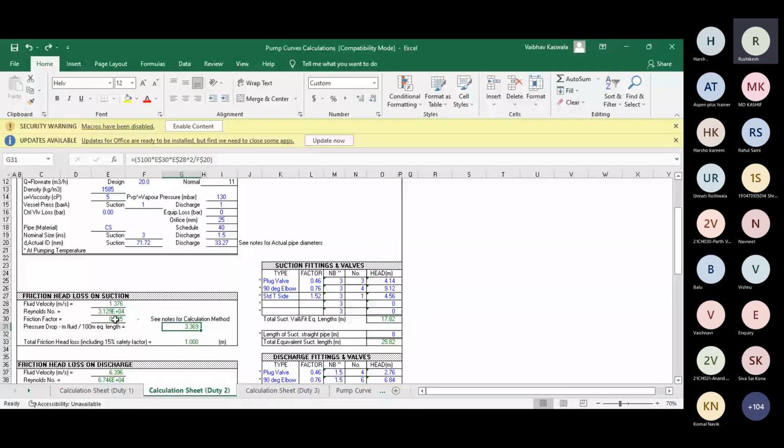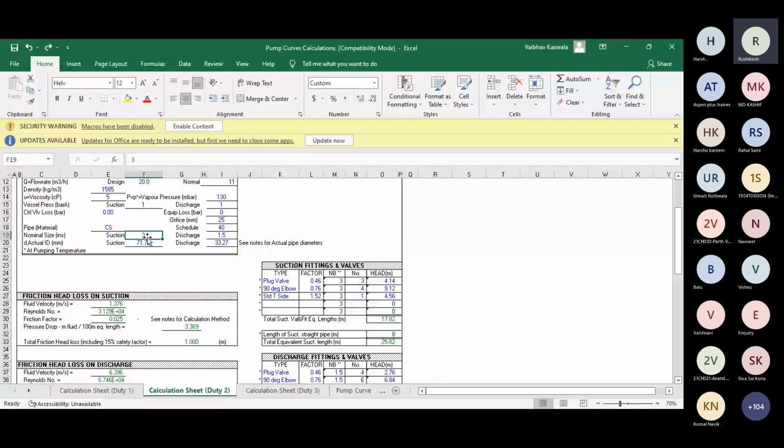So we should always design in such a way, as a thumb rule, it is a standard to keep your velocity somewhere around less than 1.5 meter per second in the suction, and in the discharge it should be somewhere around 2 to 3 meter per second, right? So in that particular scenario, your pump will be working fine.